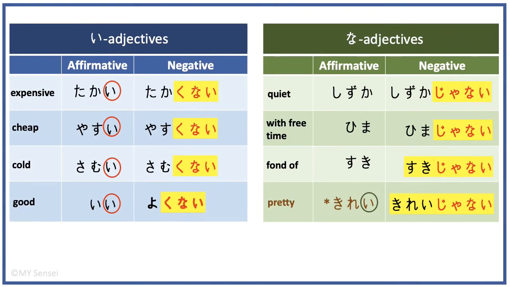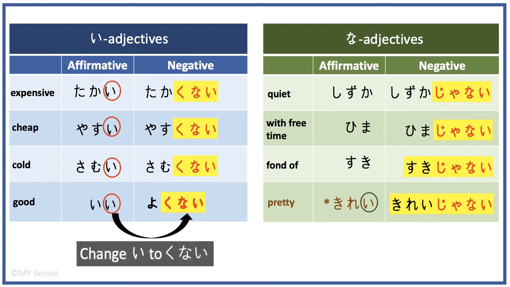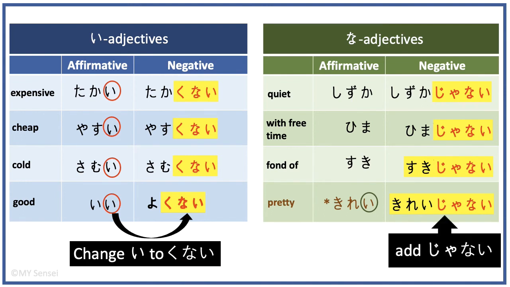Let's look at these two tables side by side. In conclusion, there are two types of adjectives in Japanese, i-adjectives and na-adjectives. To change an i-adjective to its negative form, simply drop i and add kunai. And to change a na-adjective to its negative form, simply add janai. Both kunai and janai mean not.